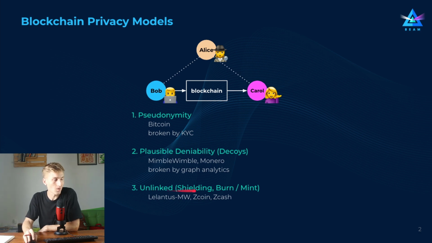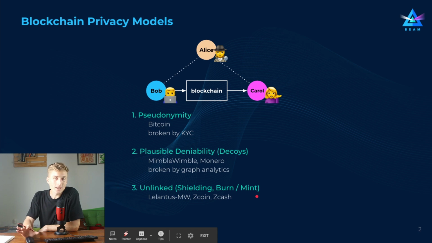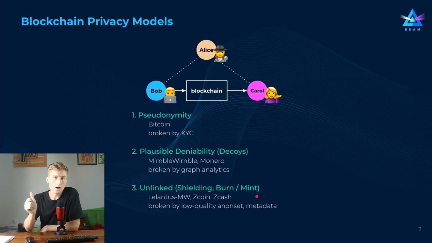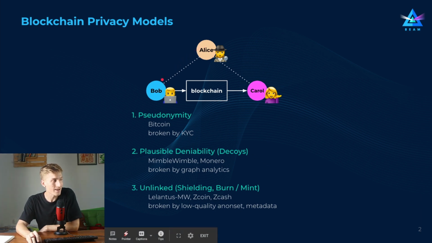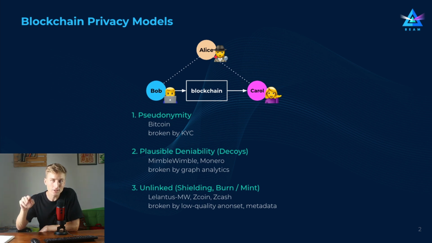Sometimes this is called shielding, or burning and minting in the case of Zcash, but at a high level, the idea is the same. Before we dig into it, though, it is important to remember that any kind of system like this is limited by the quality of the anonymity set and by metadata. So we can imagine that if Bob withdraws, let's say, $914 from an exchange, and then he uses the most private blockchain in the world to send it to Carol, and she deposits it 4 hours later, $914, Alice will connect the dots, of course.